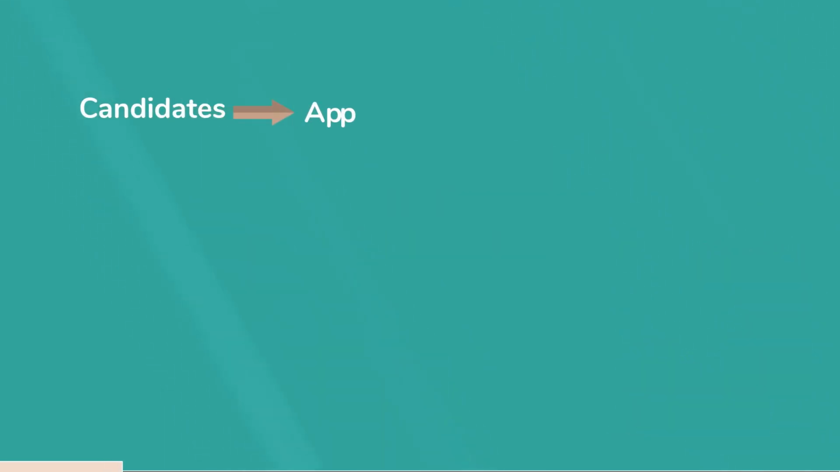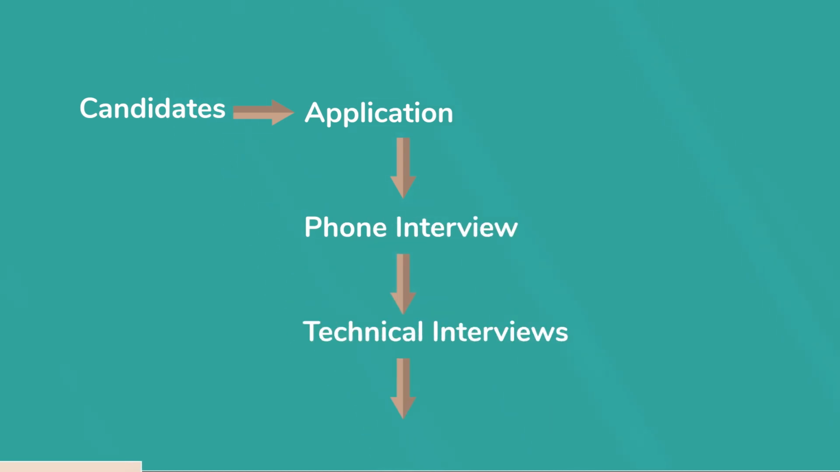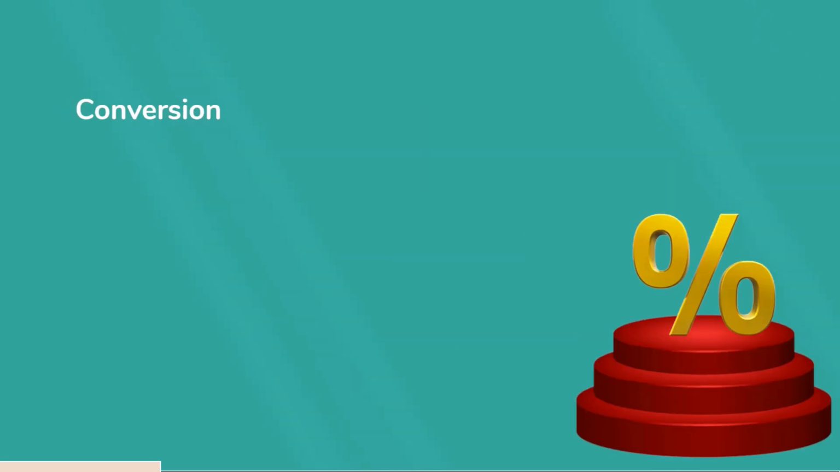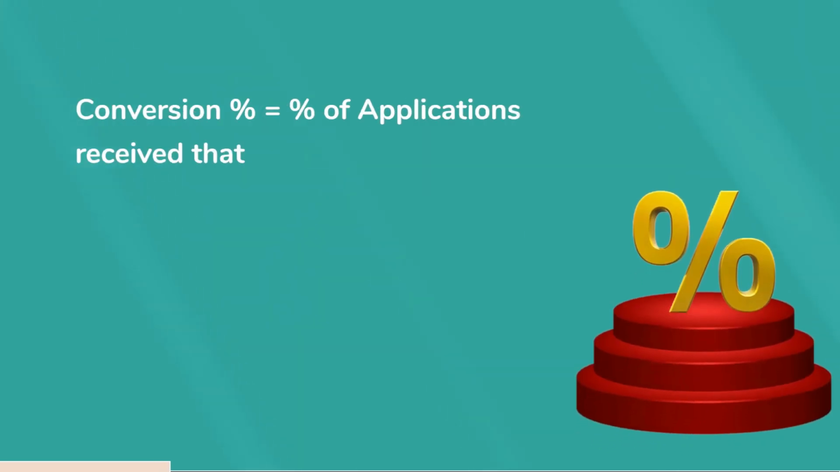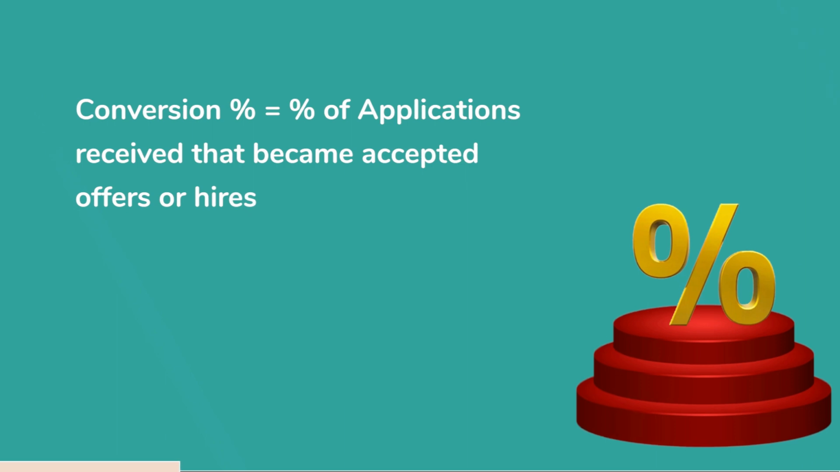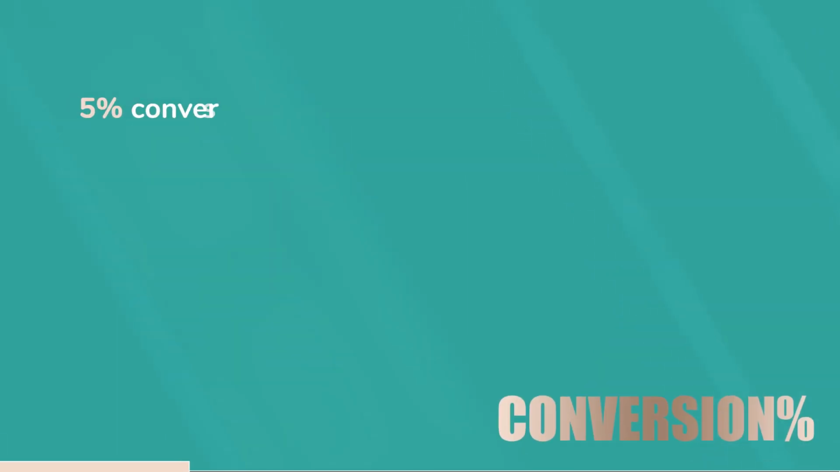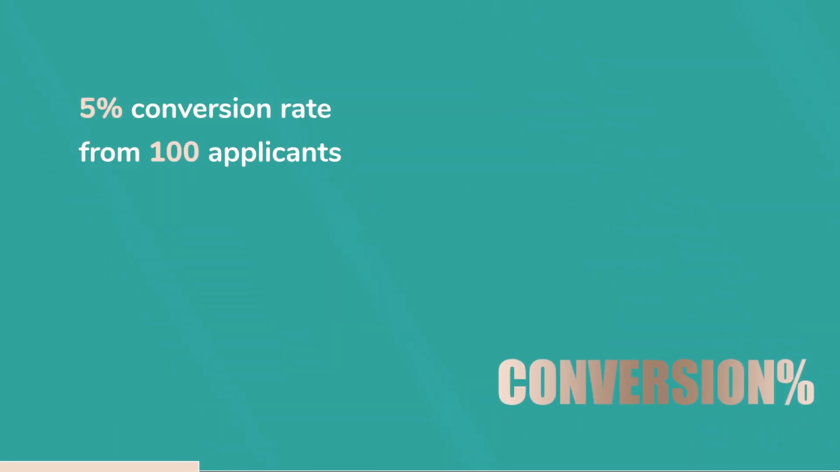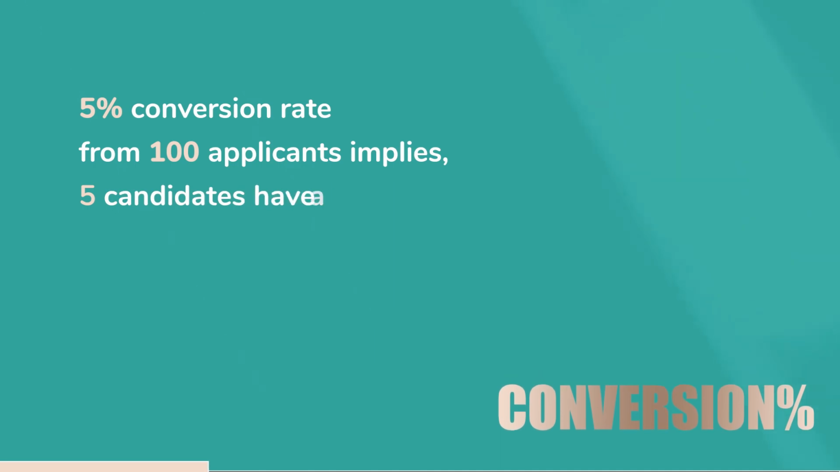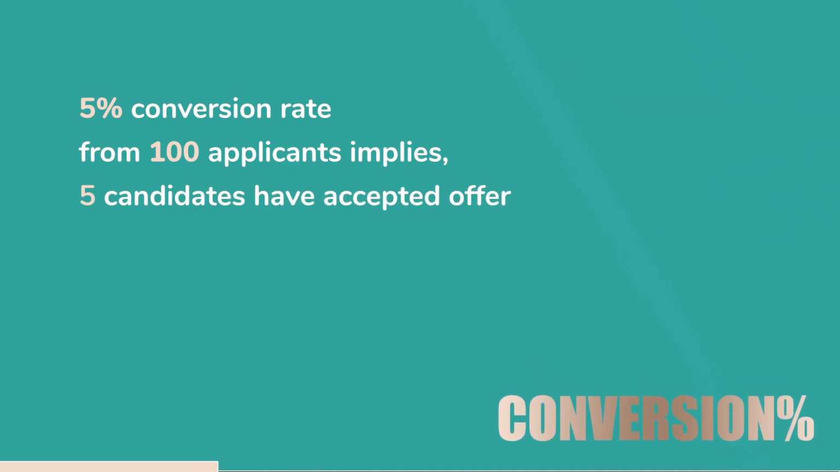Candidates flow through different stages of the recruitment, like screening through phone interviews, various levels of technical interviews, and so on, based on the company's norms. Conversion percentage metric measures what percentage of applicants have accepted the offer. Say if the conversion rate is 5% for a total of 100 applications, meaning 5 candidates have accepted the offer.